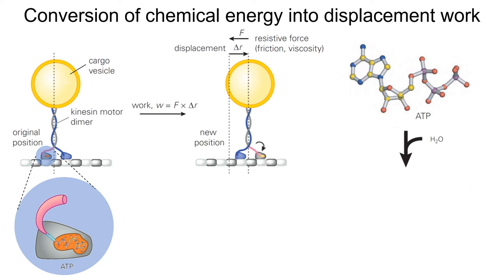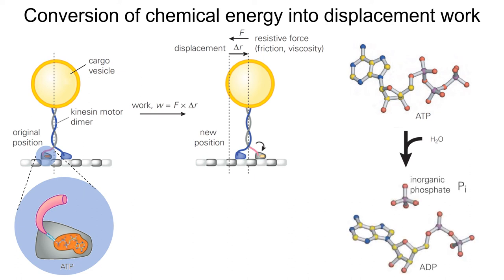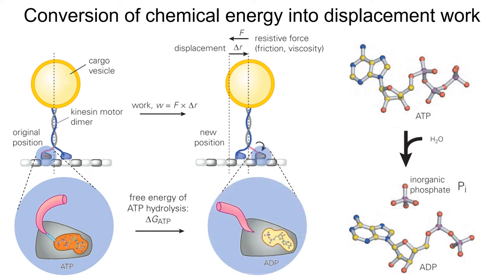ATP undergoes a hydrolysis reaction with water to form an inorganic phosphate, Pi here, and an ADP, adenosine diphosphate. So the inorganic phosphate, the bond that connects it to this molecule, was broken, and the chemical energy that was stored in this bond was released to the motor protein to drive its movement for this work to be performed, right? So we characterize the energy that was provided by the so-called free energy, in this example of the ATP hydrolysis, delta G ATP. And that free energy is the maximum amount of work that this process can provide.